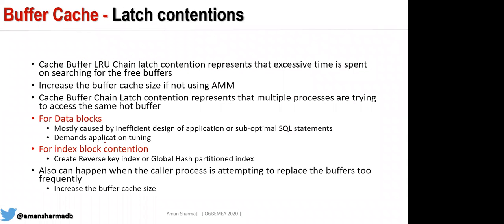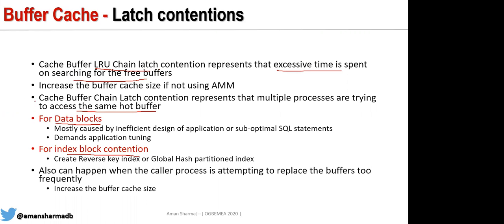Latch contentions are going to be there. Now, obviously, we have data block and index block contention possible. And mostly, if there is a latch contention coming, it means there is an excessive time spent to search your buffers. As I mentioned before, the LRU chain latch and the CBC latch both represent different contentions. CBC latch contention means you're trying to read the same buffer by multiple server processes. And if you have LRU chain latch, it means we're not having free buffers.